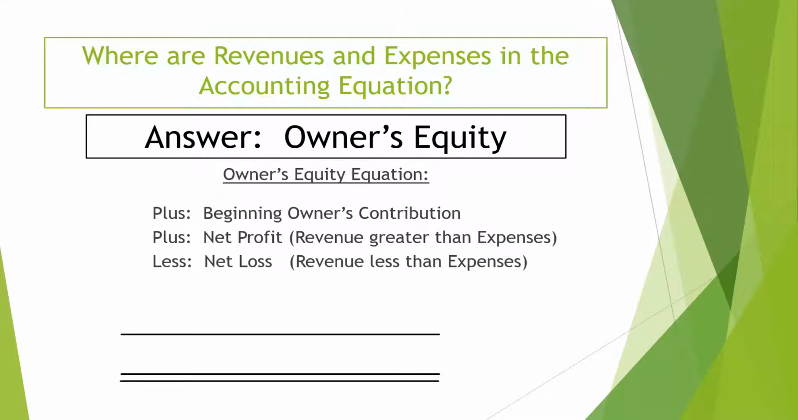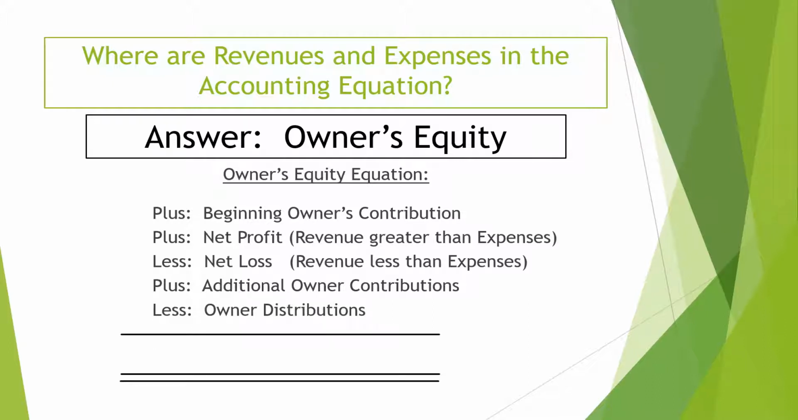What takes away from owner's equity? Well, a net loss would. That's where revenues are less than expenses. What else adds to owner's equity? Well, if later down the road our owner needs to put in additional funds, that would add to owner's equity. The last thing that impacts owner's equity is when our owner takes distributions. That would reduce owner's equity. So this calculation then brings us to the ending owner's equity balance.